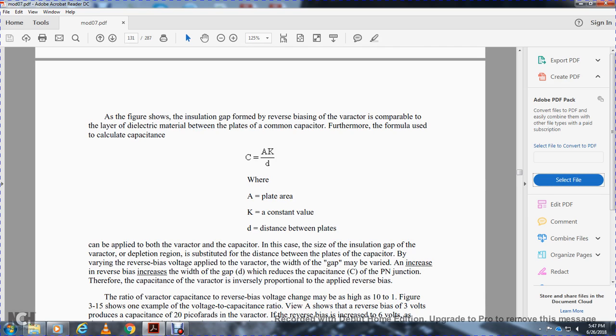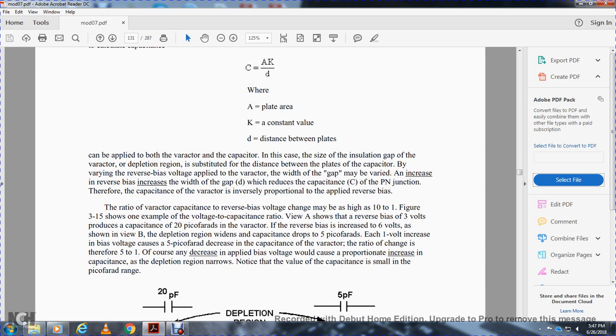There is a formula to calculate the capacitance. Capacitance is equal to the plate area times a constant value over the distance between the plates. Can it be applied to the varactor capacitance and the insulation gap of the depletion region? Substitute the distance between the plates of the capacitor with the width of the gap, which varies with the applied reverse bias. Increasing the reverse bias increases the width of the gap and reduces the capacitance C of the positive-negative junction. Therefore, the capacitance C of the varactor is changed by the potential applied with the reverse bias.